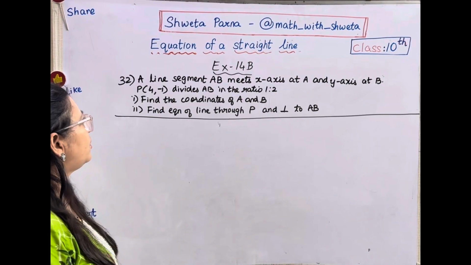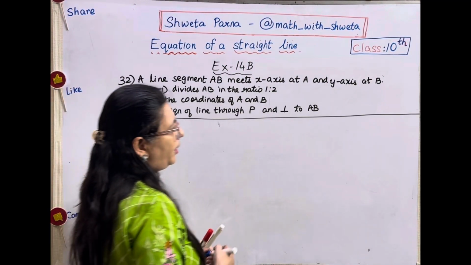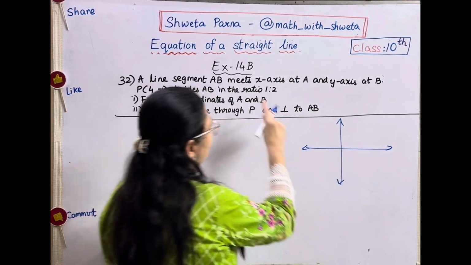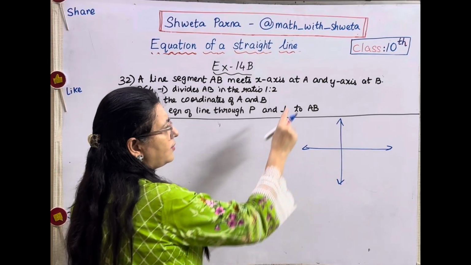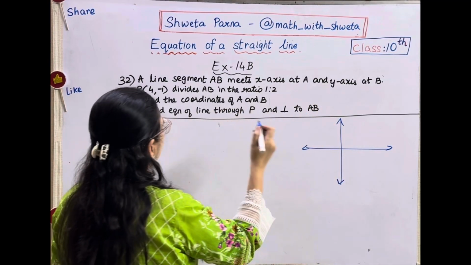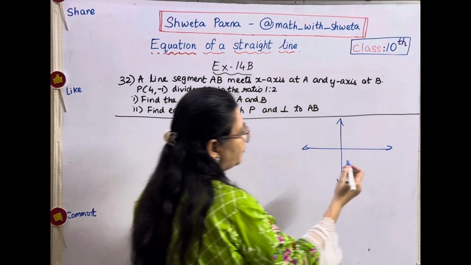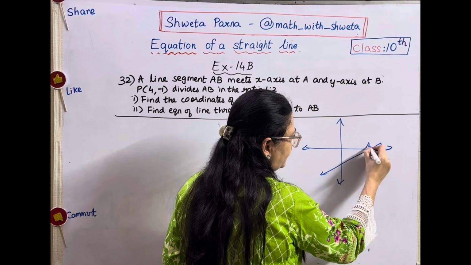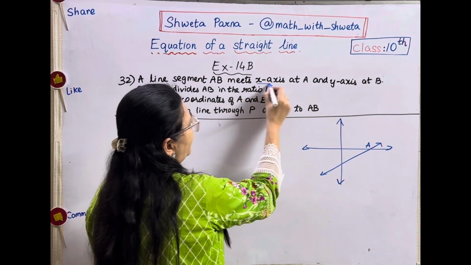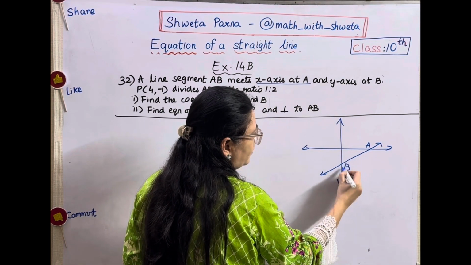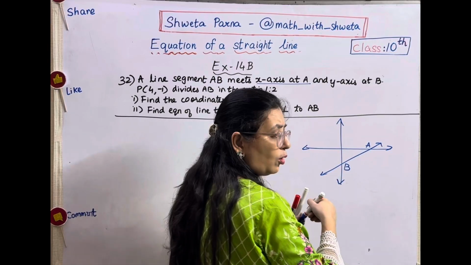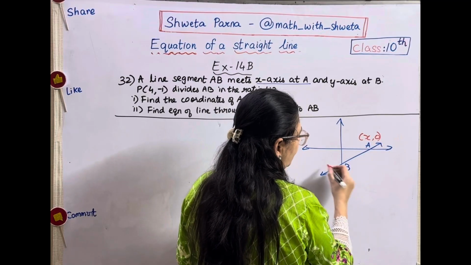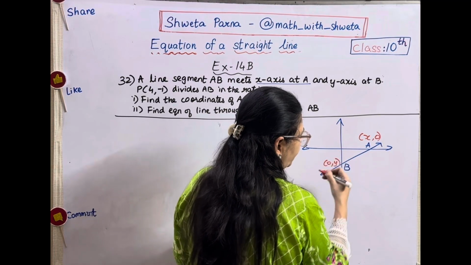Let's go to question number 32. A line segment AB, say for example, I draw this. A line segment AB meets the x-axis at A and the y-axis at B. So that means the line would be like this. It meets the x-axis at A and the y-axis at B. So what is the coordinate for A? The coordinates for point A would be x and 0, and this would be 0 and y. Okay.